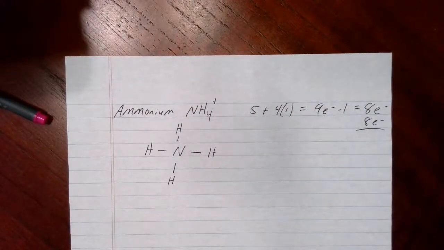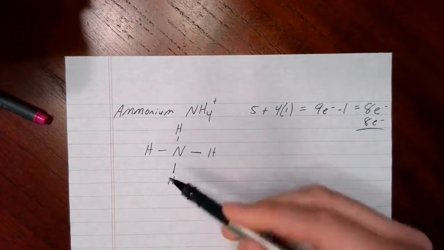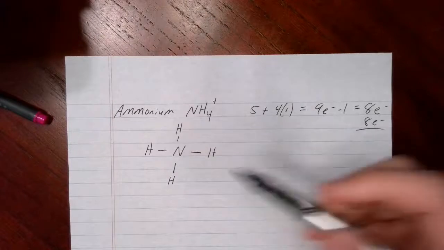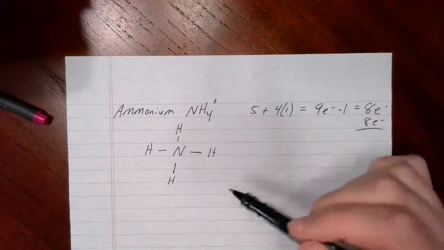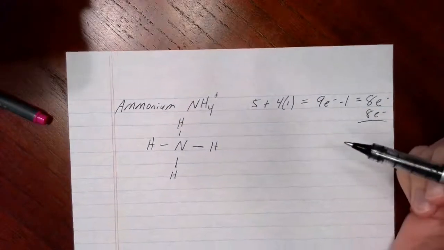So now I need to go back and double check a couple of things. First, I'll check the total number of electrons used. I used 2, 4, 6, 8. I'm in good shape there. Nitrogen has 2, 4, 6, 8 electrons, so it's good. Each hydrogen has 2 electrons, so I'm in good shape there.